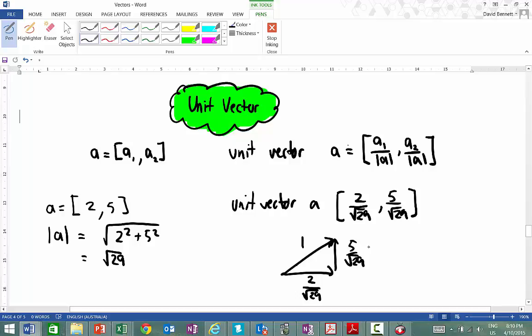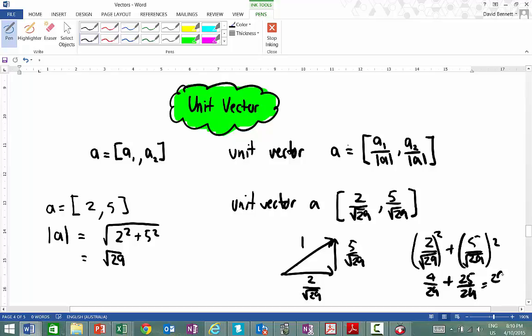Alright, so imagine squaring that using Pythagoras. You're going to get 2 squared over 29, so you're going to square that, 29 squared, that's going to become 4 over 29 plus 25 over 29 equals 29 over 29, which is equal to 1. So that's what the unit vector is.